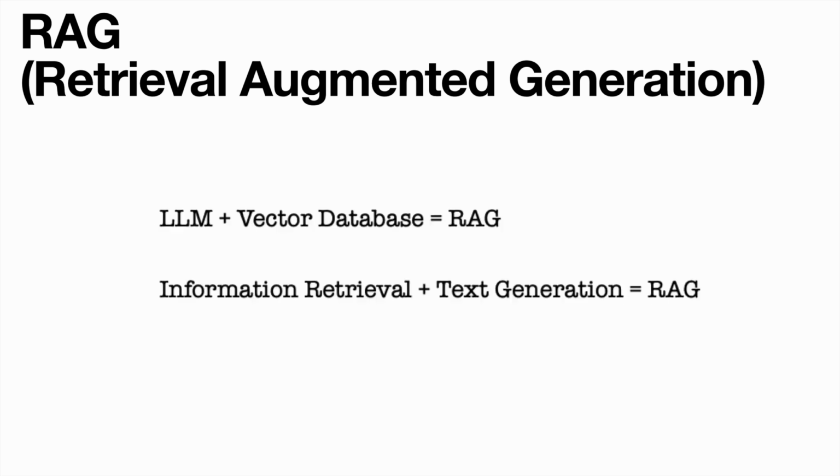So we can see RAG in different ways. You can say LLM plus vector database is RAG. Of course, RAG is LLM plus vector database only. And we can also see it as a two-phase process, where first is information retrieval and then the text generation. So this is RAG, right? Information retrieval from the vector database and text generation using the LLM. So that is RAG.